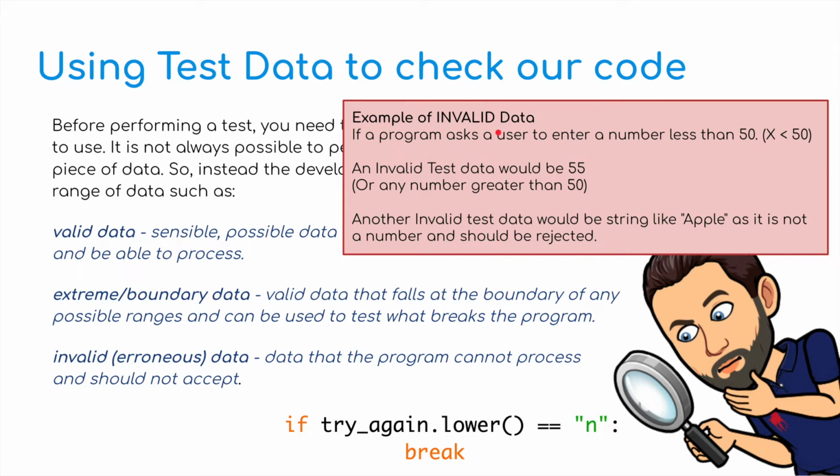And finally, invalid data. If a program asks the user to enter a number less than 50, i.e. x is less than 50, an invalid test data would be 55, or any number greater than 50. Another invalid test data would be a string like apple, as it is not a number and should be rejected. So if the program asks you to type in a number less than 50 and you type in the word apple, well, that's not right, is it?